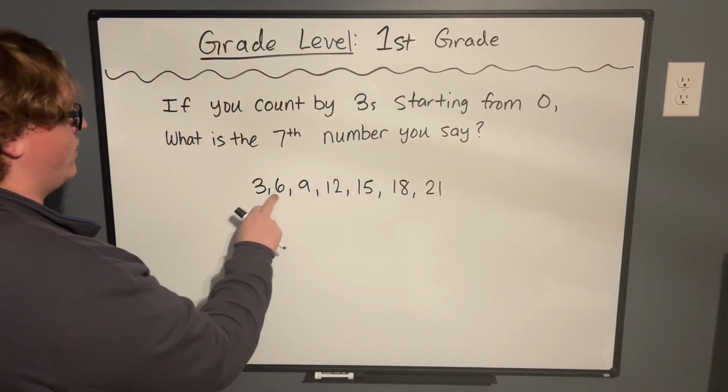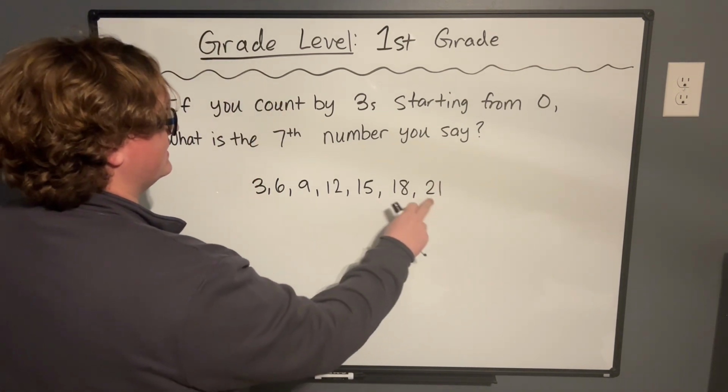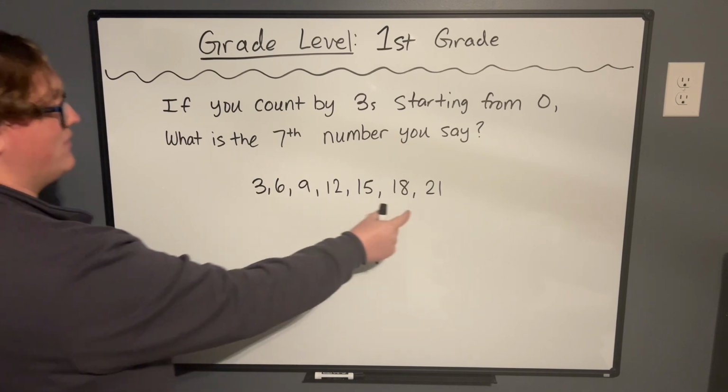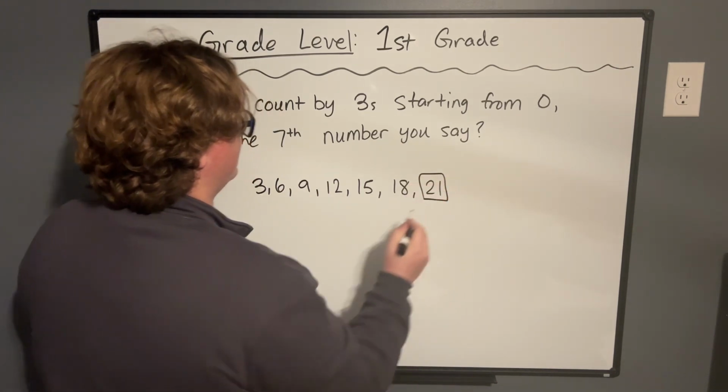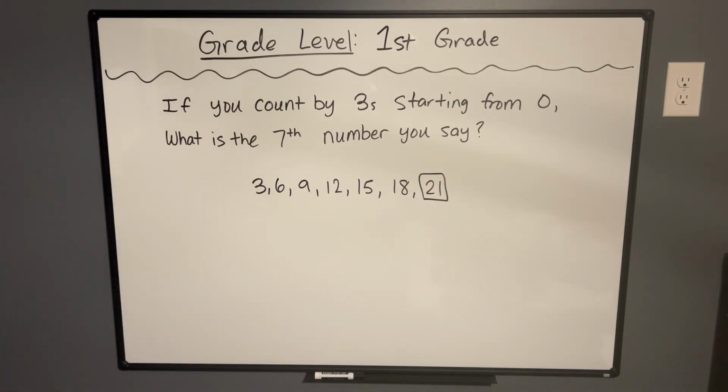Now, if you notice, this is 1, 2, 3, 4, 5, 6, 7 numbers. So we have our 7th number right here. That's the last one. That is 21. So our answer for that one is going to be 21. So again, still not too bad. Hopefully you're able to get that one. And we will move on to the second grade.